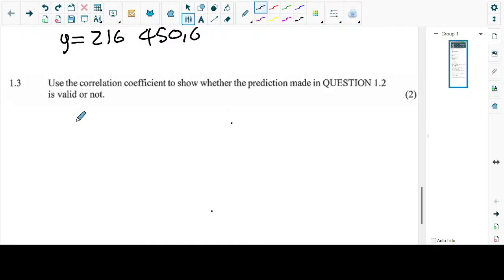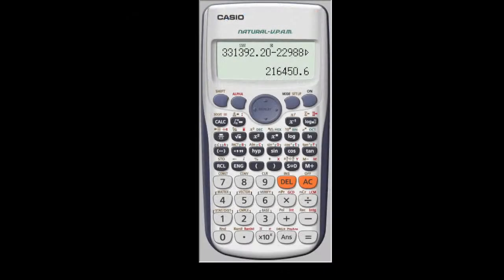So then it says use the correlation coefficient to show whether the prediction made in 1.2 is valid or not. Yeah. So then we need our correlation coefficient, we need our R. Yeah? That means we need our data then. So if we have anything strong, we can make a conclusion to say yes.